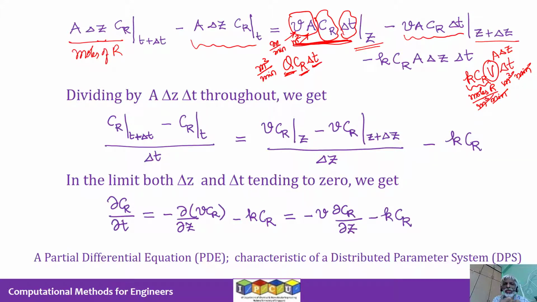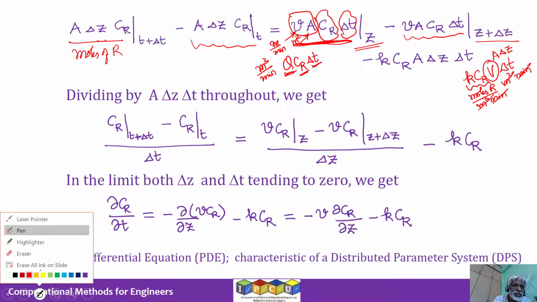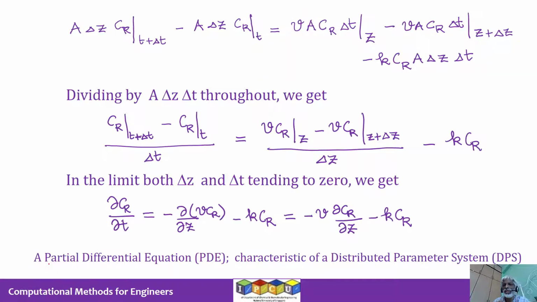So instead of V, as we did for the other terms, we said A delta Z. I'll remove the ink from the slide so you can have a clear look at the terms of the equation. Now we do the usual trick. We divide throughout by A delta Z delta T.